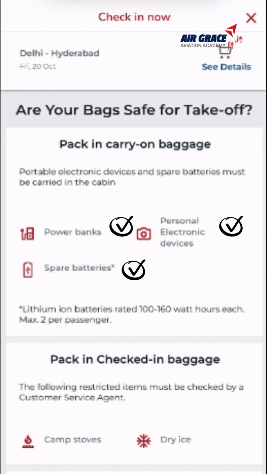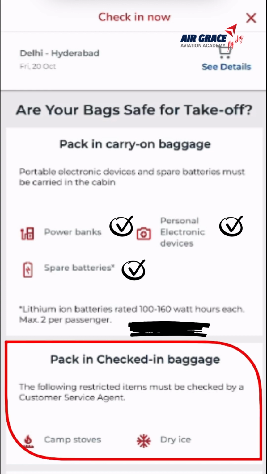Also, please note you can carry a maximum of 2 lithium ion batteries rated 100 to 160 watt hours each. If you are carrying camp stoves and dry ice, they should be carried in the check-in baggage and well notified to the check-in staff at the airport. For dry ice, usually the weight should not exceed 2.5 kg and the following conditions should be met.